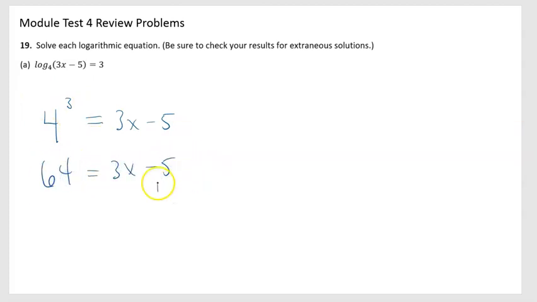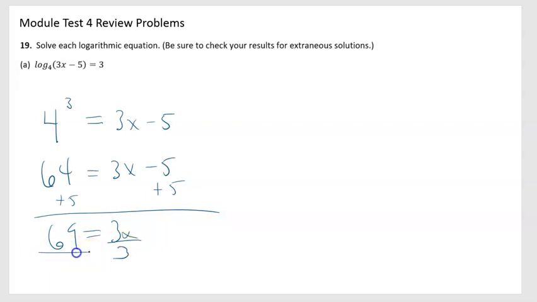And now you just got a linear equation. Let's add 5 to both sides. So you got 69 is equal to 3x, and then we divide both sides by 3. And that gives me x is equal to, now 69 divided by 3 is 23. But now here's the thing, you've got to check your result, because it is possible to get something called an extraneous solution. So when you check it, I'm just plugging it right into the original.